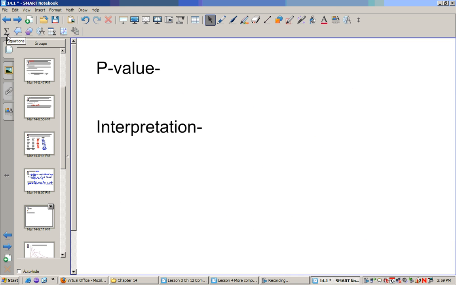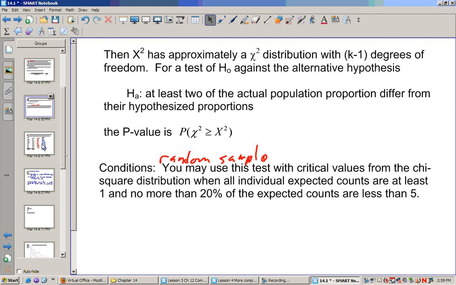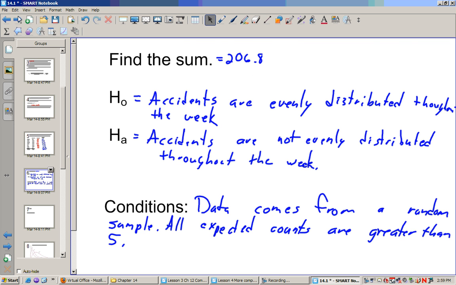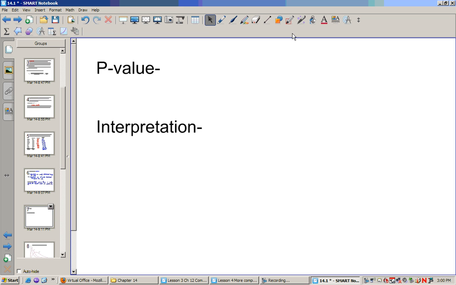Now we have to figure out the p-value and then make an interpretation. There are a couple different ways to find the p-value. We got a chi-squared number, and let's look back: where did we get it? 206.8. So our chi-squared number is 206.8. Now we want to find a p-value based off of that. There are two ways we can do it.